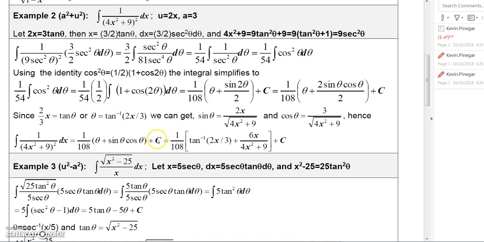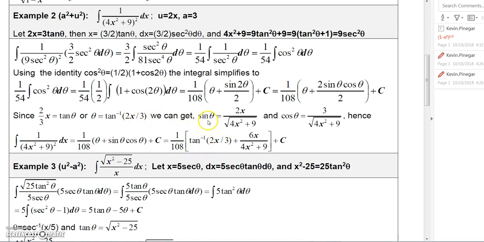a constant. Now I still need to replace theta, and I need to replace sine theta and cosine theta with functions of x. Well, 2/3 x equals tangent theta. I can get that up here from here. So I can solve this for tangent theta and get that 2/3 x equals tangent theta. Then I can solve for theta. So theta would be the arctan of 2/3 x. So I just replace that with the arctan of 2/3 x.